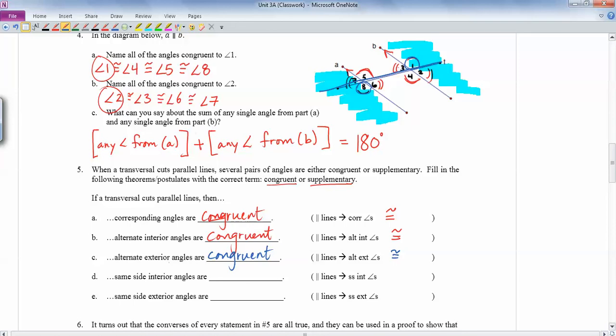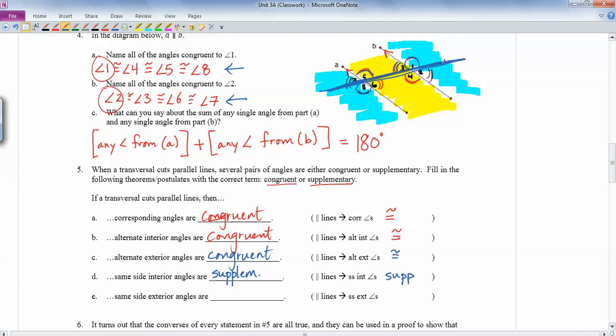Okay, if I wanted to do same side interior, then I need to pick 2 angles that are on the interior and on the same side of T. So like angle 5 and angle 3. Now notice angle 5 comes from the first group, angle 3 comes from the second group. So if I add them, I get 180, which means they're supplementary. So I'm just going to abbreviate that sup over here. Parallel lines give you SS's, same side interior angles that are supplementary.